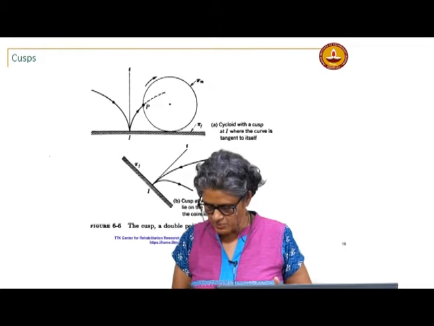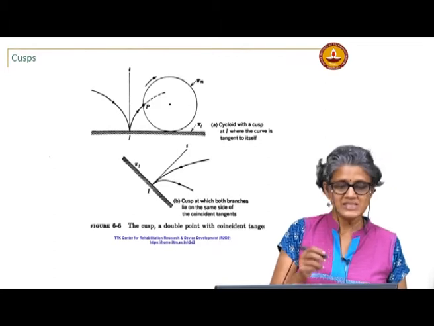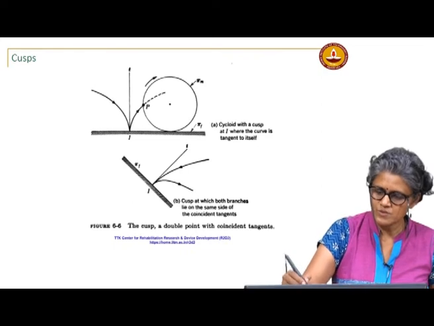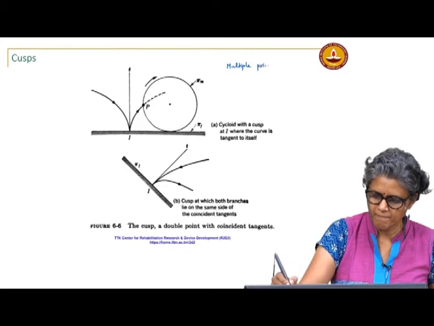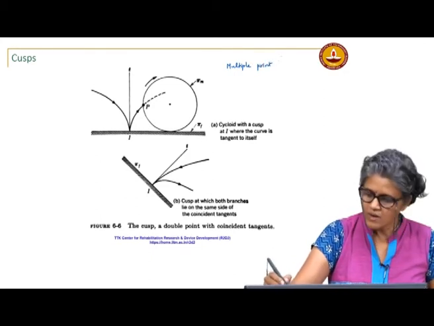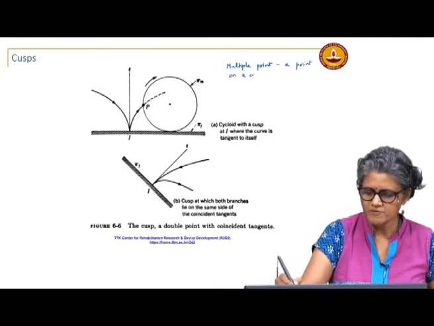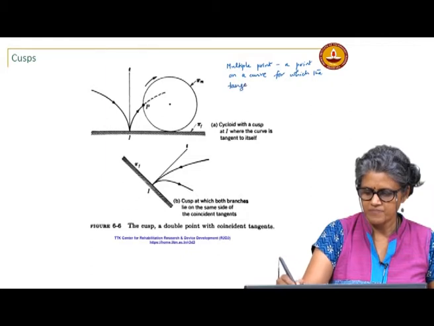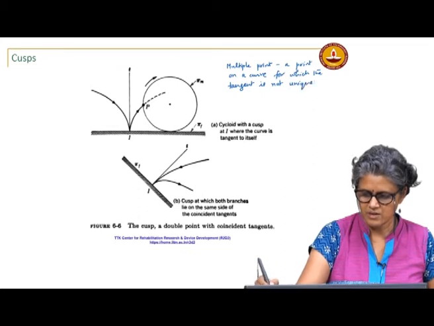So, you have multiple points in the coupler curve, where a multiple point is a point on a curve for which the tangent is not uniquely defined.